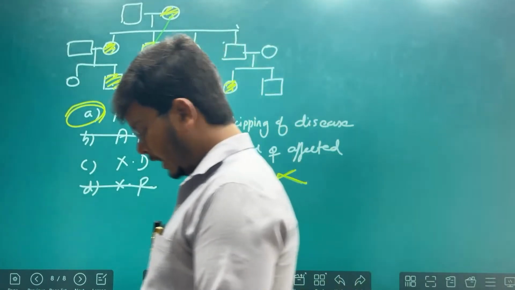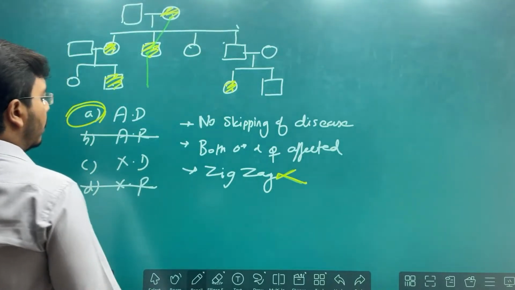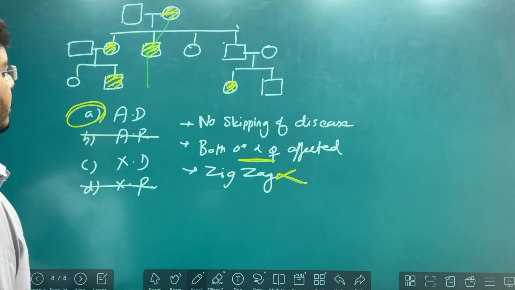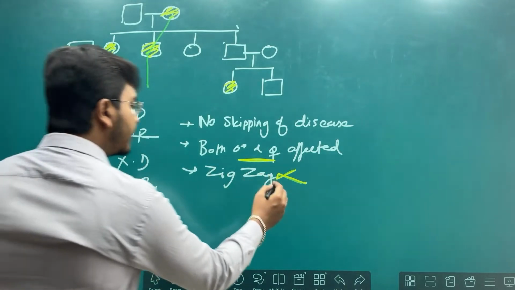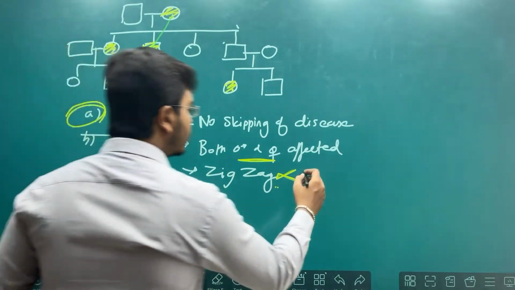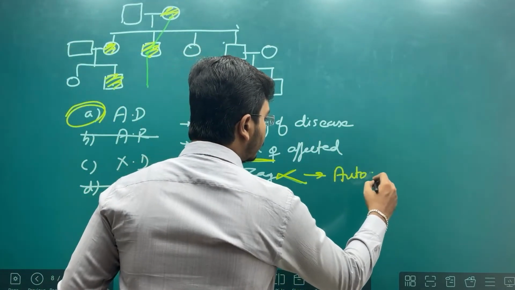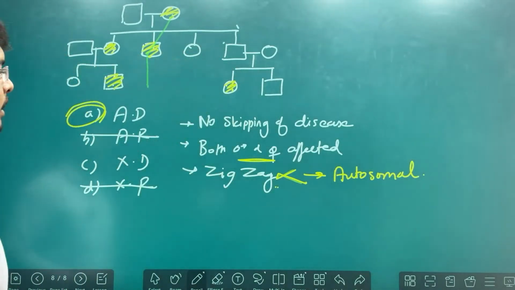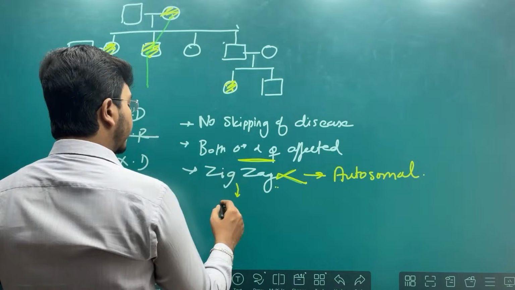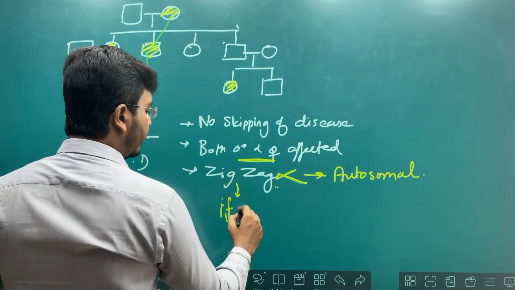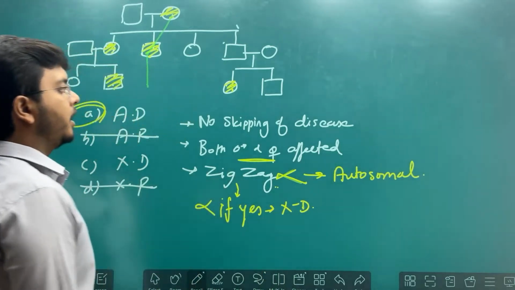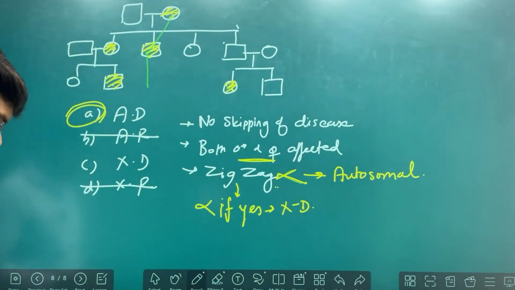Why is it C? Both males and females are affected, and there is no zigzag pattern formed. When there is no zigzag pattern, then it is autosomal. If I had got a zigzag, then the answer would be X-linked dominant. But this is not the condition. So the answer is autosomal dominant, option A.